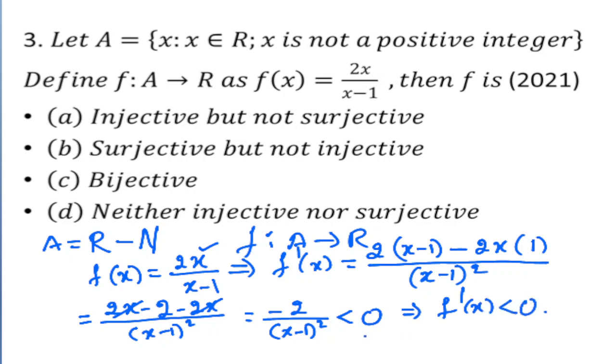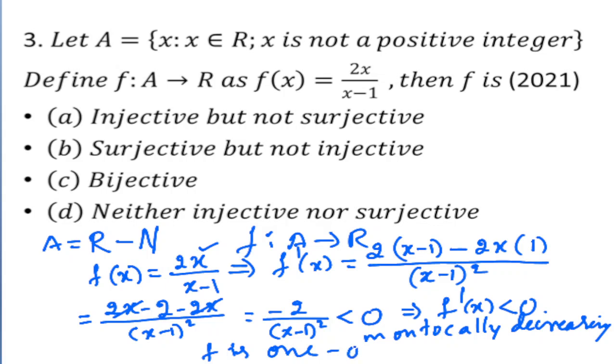So the function is monotonically decreasing. So if a function is monotonically decreasing, that is strictly decreasing, our conclusion is f is 1-1. So we have verified for 1-1. This function is 1-1 because this function is strictly decreasing. Let us verify onto also.